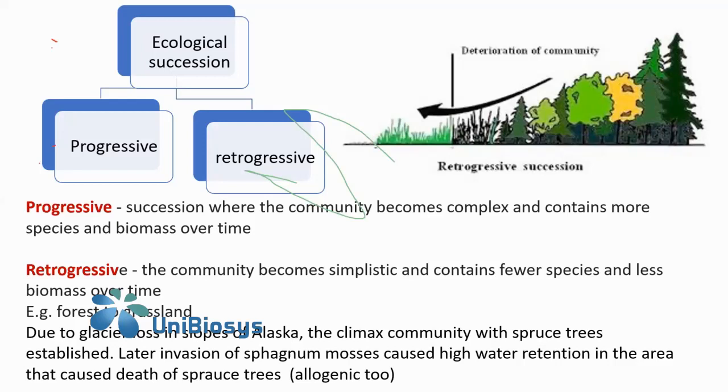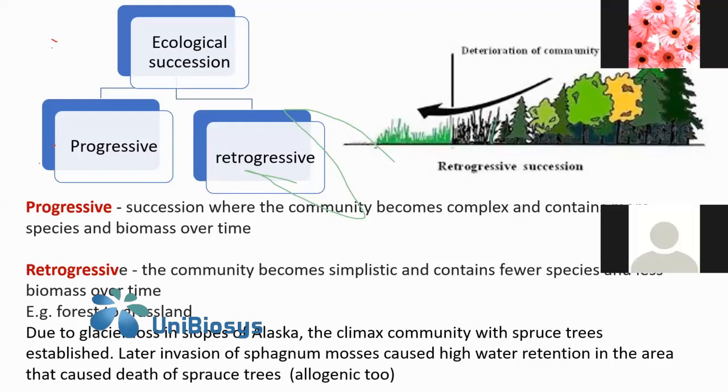So in retrogressive succession, where it has happened, you can see the glacier in Alaska. As I told you, in the lower terrains, the glaciers had already melted, and then slowly the succession started with lichens, and then mosses came, and smaller plants. Like that, the succession happened. And then the established climax community was spruce forest.